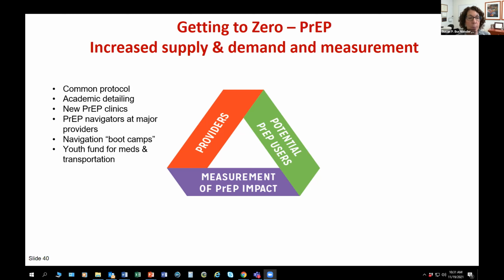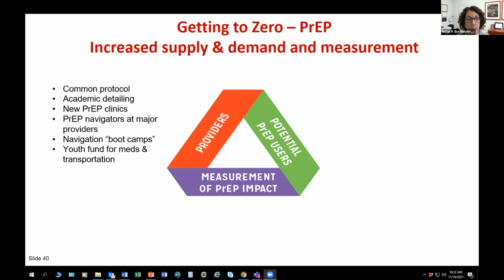We created a common protocol, and it's posted online. If you go to gettingtozerosf.org, you can find our common PrEP protocol. And then we did some academic detailing where we had a nurse practitioner go out to different providers, clinics, and offices and help them to figure out how they could integrate PrEP into their current workflow. Some of the kinds of questions that came up before the break. Then we had new PrEP clinics that were started.